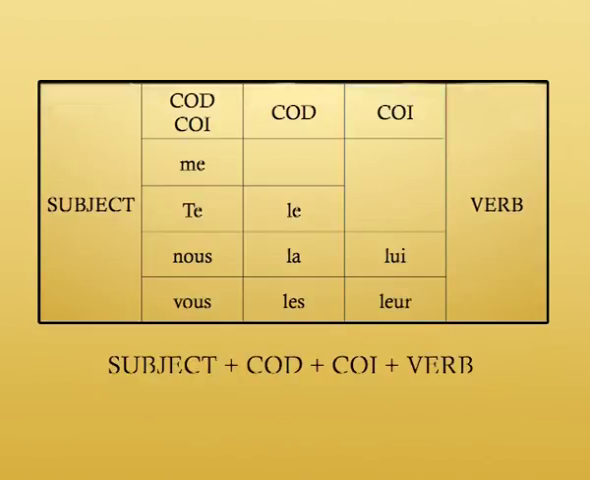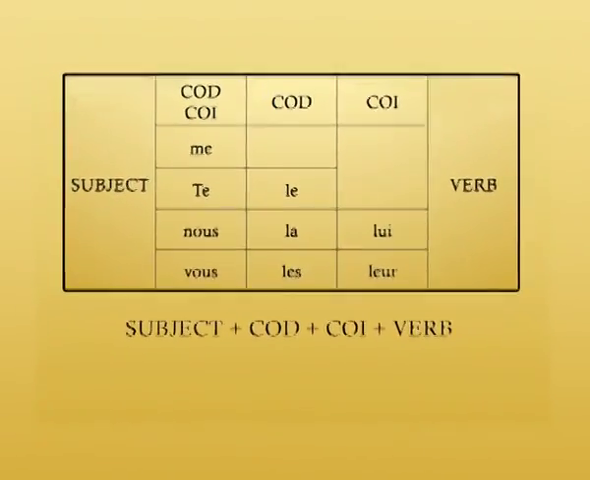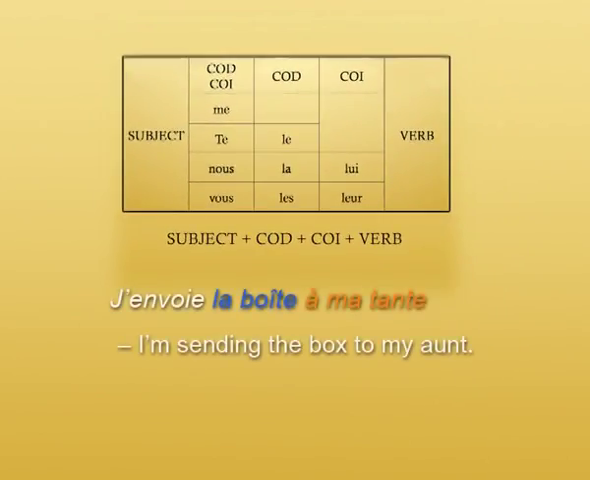Generally, the first object is always the direct object which is placed after the subject. Next comes the indirect object pronoun followed by the verb. Subject plus COD plus COI plus verb. For example, j'envoie la boîte à ma tante. I am sending the box to my aunt.